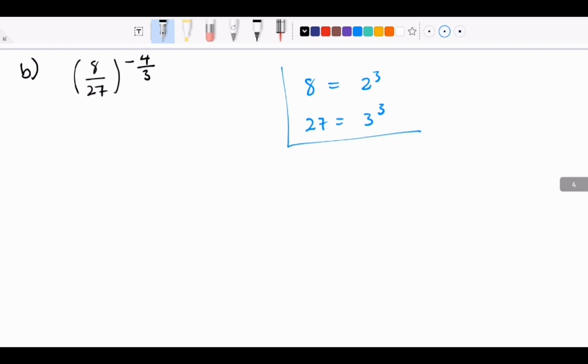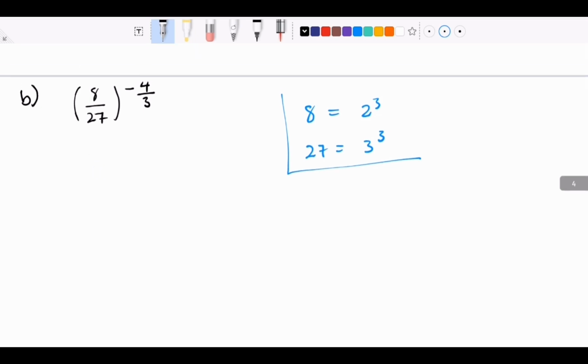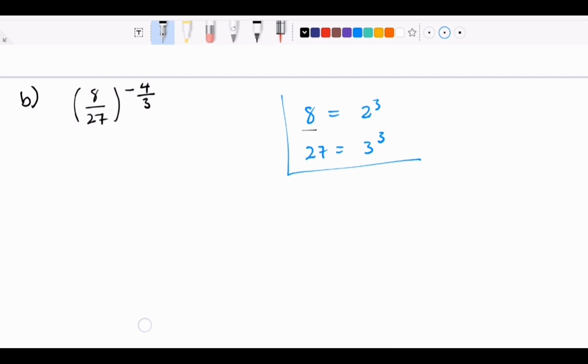Using this, I now should apply the law of exponents which is the law of fractions. The law of fractions tells me that I can distribute the outside exponent into the numerator and also into the denominator. So doing that, I would write the 8 as 2 to the power of 3, and the 27 as 3 to the power of 3, and then everything raised to the power of negative 4 over 3.